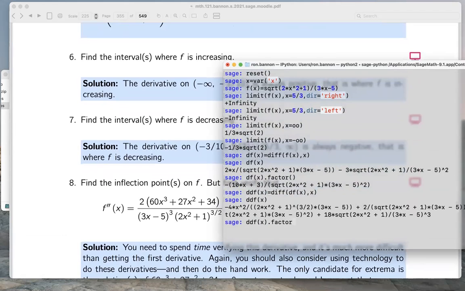By the way, I know that's difficult for students to realize. So they're looking at something, they have no idea what they're looking at. And that does happen. Let's take a look. 60x cubed, 27x squared plus 34. My God, that is correct. 2x squared plus 1 to the 3/2, 3x minus 5 cubed. Yep, I made some sign error. Now, do you think I'm going to go back to my notes? Let me go back to the new share then, okay?